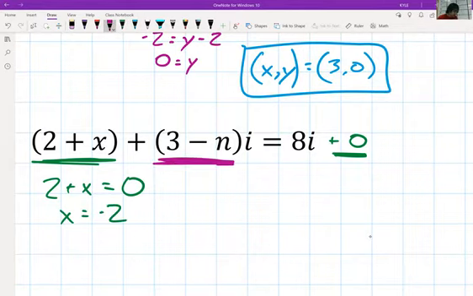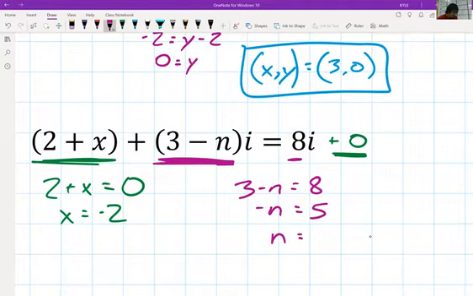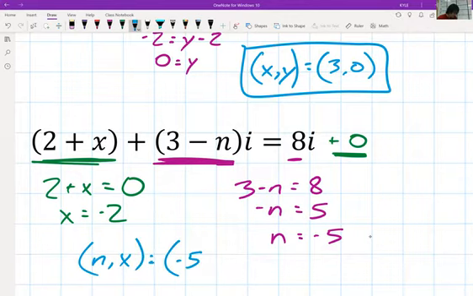Right here, we know that 3 minus n has to equal 8, so that the imaginary parts match. 3 minus n equals 8. So that means that -n equals 5 if we subtract the 3. n equals -5 if we divide by that -1. So n comma x, I just like to put them in alphabetical order, -5 comma -2.